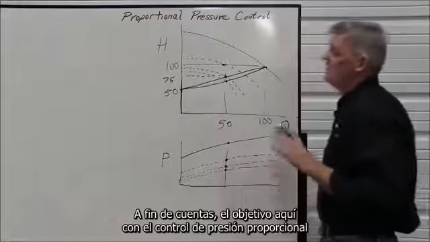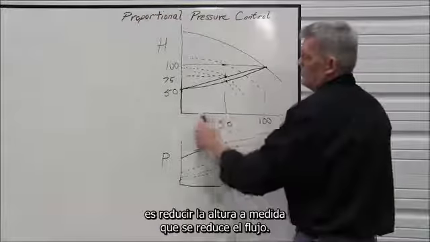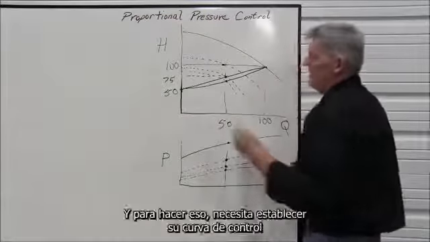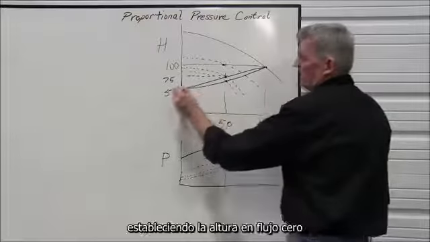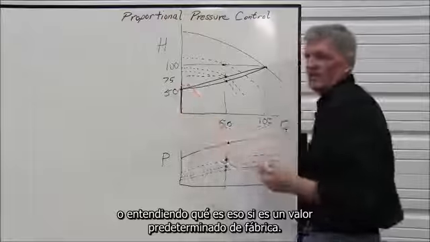All in all, the goal here with proportional pressure control is to reduce the head as flow reduces. And to do that, you need to establish your control curve by setting a head at zero flow, or understanding what that is if it's a factory default.